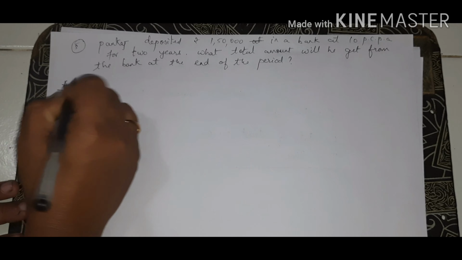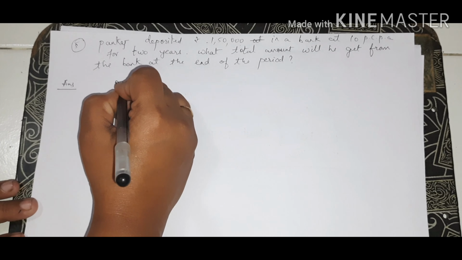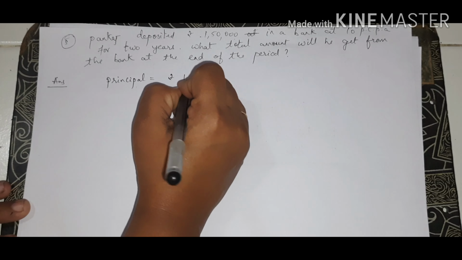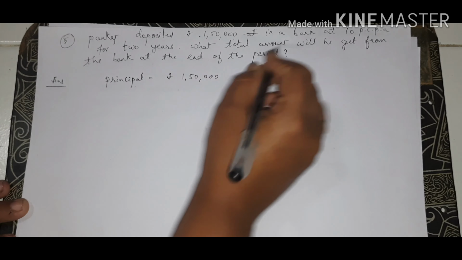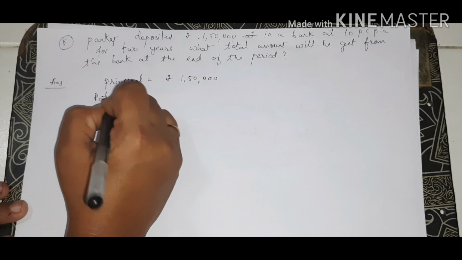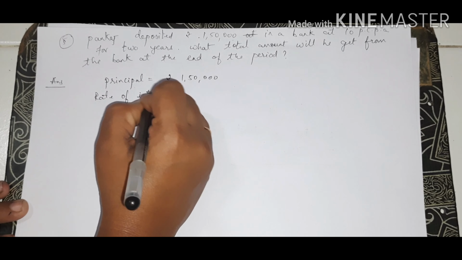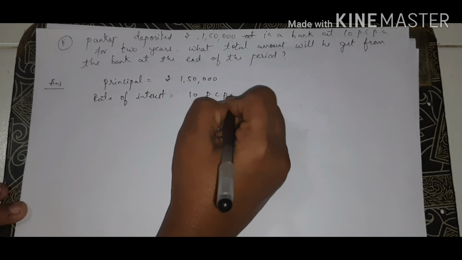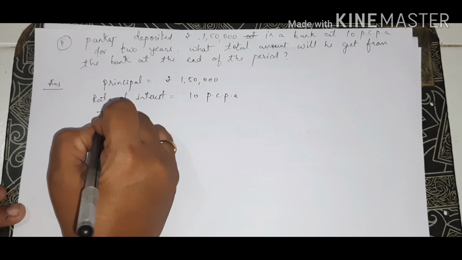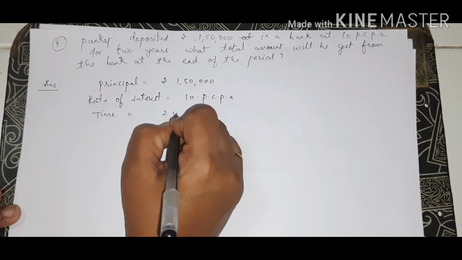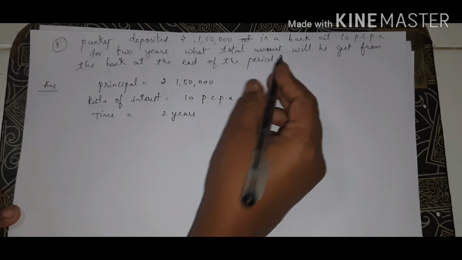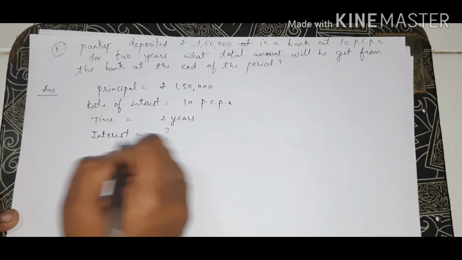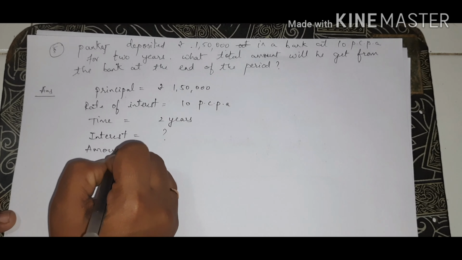So let us substitute what is given. This is the principal amount. Whatever is deposited, that is the principal amount. Principal is rupees 1,50,000. Rate of interest is given, 10 PCPA. Rate of interest is equal to 10 PCPA. And time is given, 2 years. So time is equal to 2 years. We have to find out the amount. Before that we have to find the interest also. So interest also we have to find out, and amount also we have to find out.